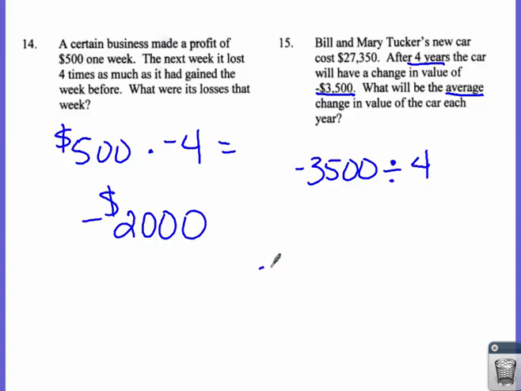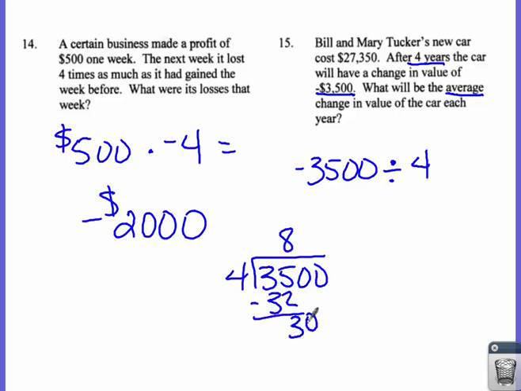So we go to the side somewhere and we do 3,500 divided by 4. 4 goes into 35 8 times, you get 32. We subtract, we get 3. Bring down your 0. 4 goes into 30 7 times, you get 28. You subtract, you get 2 left over. Bring down your 0. 4 goes into 20 5 times, and it goes into it evenly. So the answer to this problem is $875, and one number's negative, so it's a negative $875.